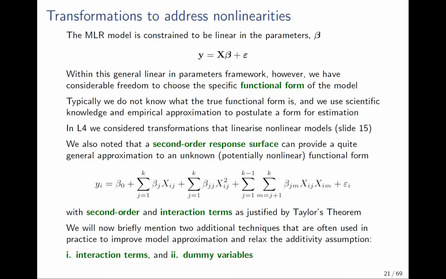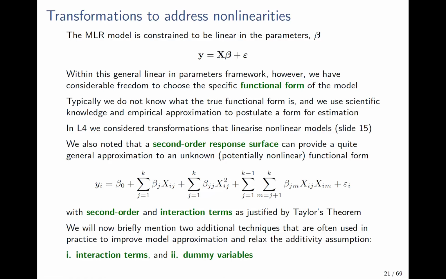Okay, and then thirdly, I want to talk about transformations that seek to address non-linearities in the data. Now we said in weeks 3 and 4 that the multiple linear regression model is constrained to be linear in the parameters, so y equals x beta plus epsilon. But within that linear in parameters framework, we have considerable freedom to choose the specific functional form of the model. Now typically, we don't know what the true functional form is, and we're going to use scientific knowledge and empirical approximation to postulate a form for estimation.